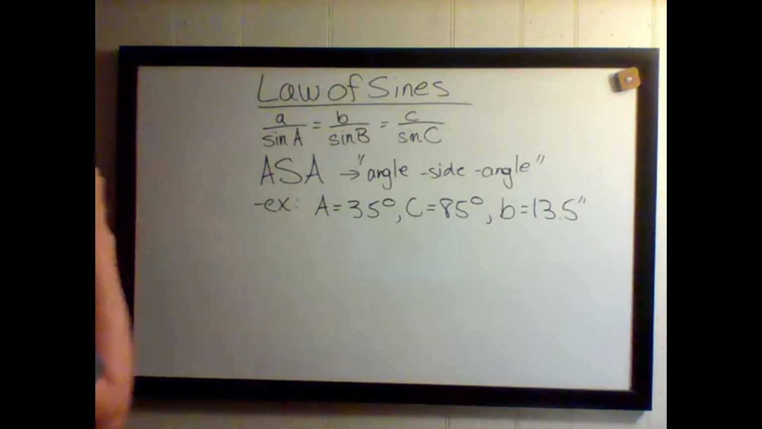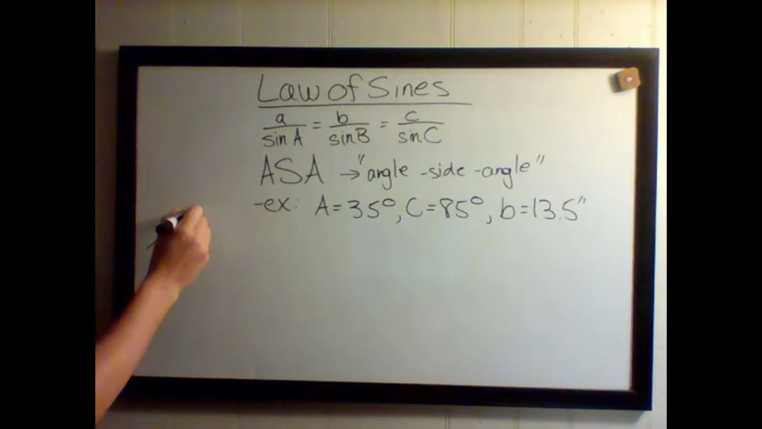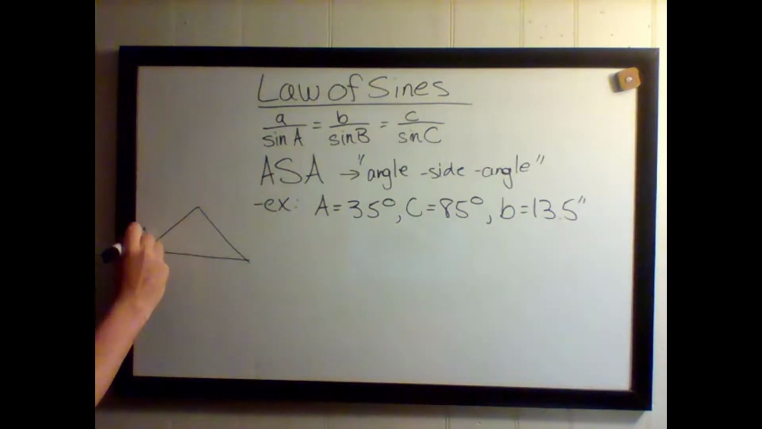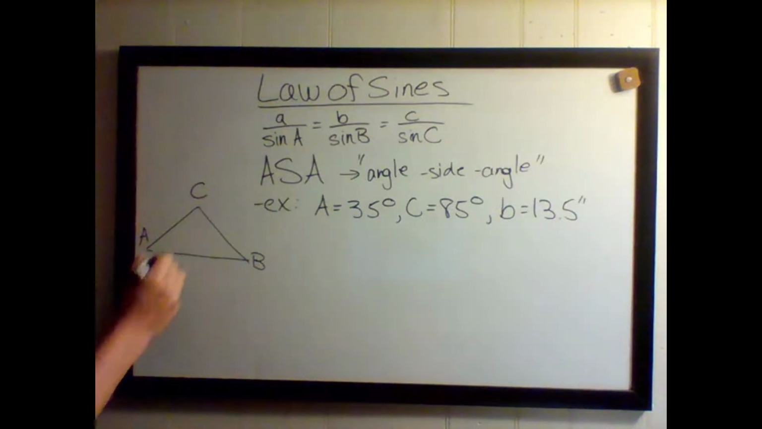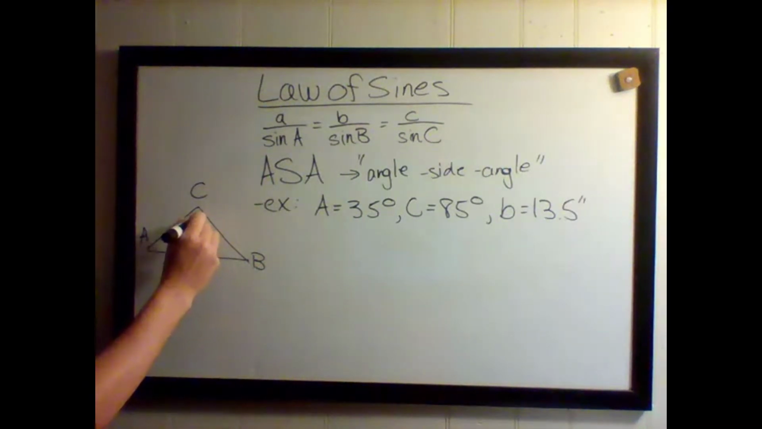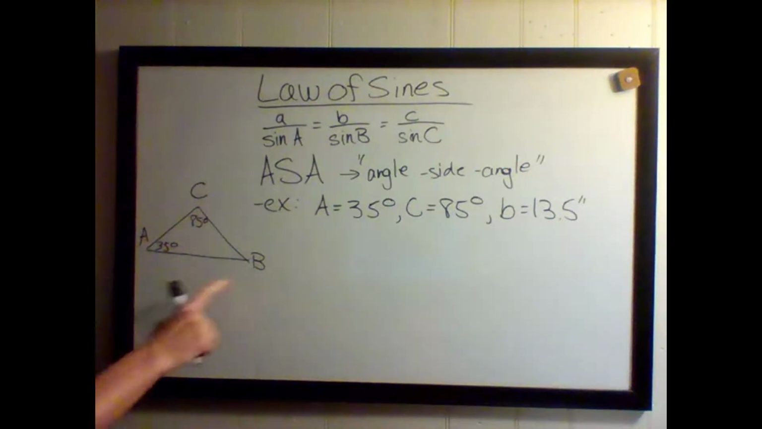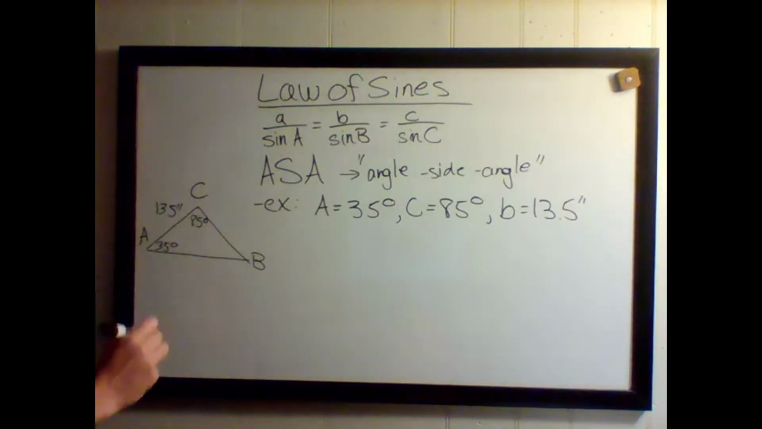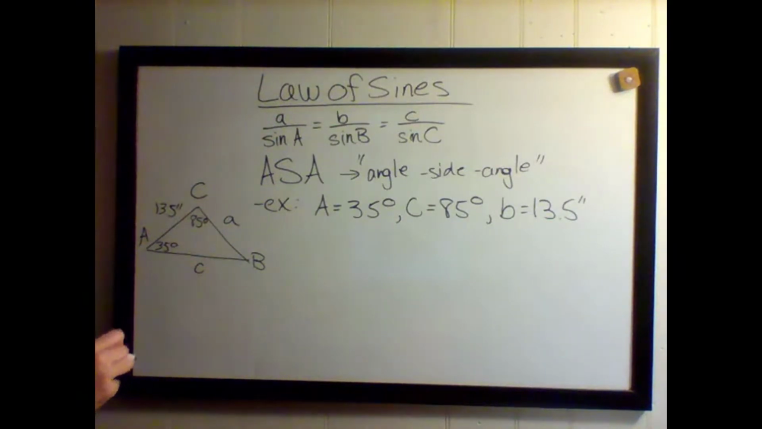So notice, I'm going to draw my triangle over to the side. I'll draw it kind of similar to how I did just before. A, B, C. So angle C is 85 degrees. Angle A is 35 degrees. And then notice side B needs to be across from angle B. Let me label my side A, side C.